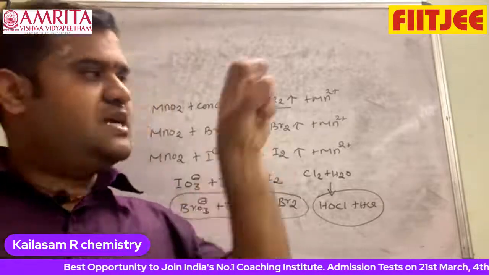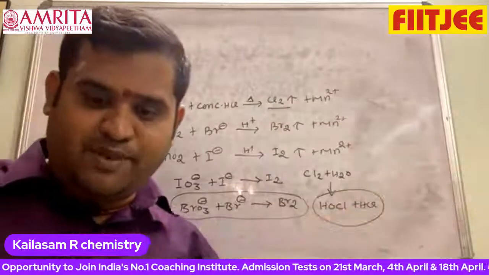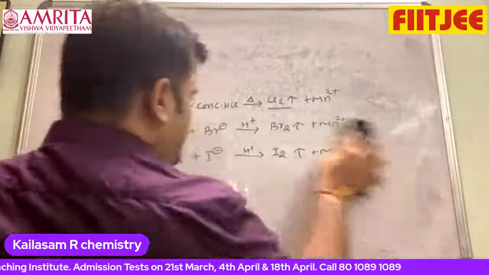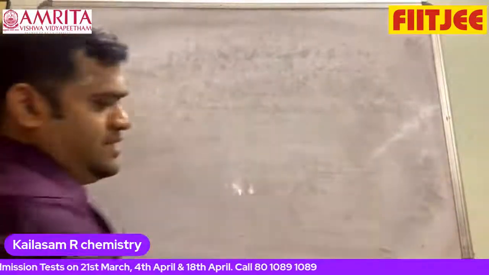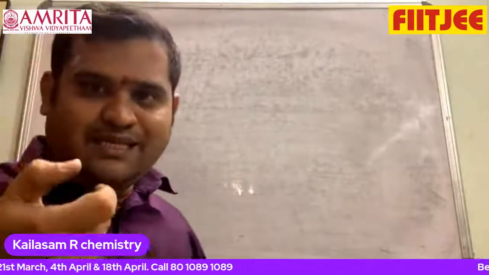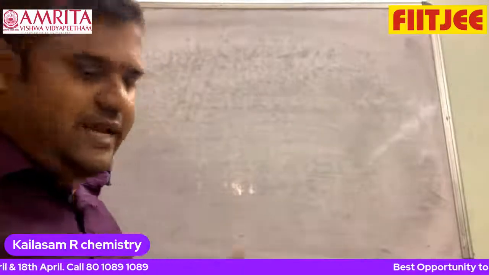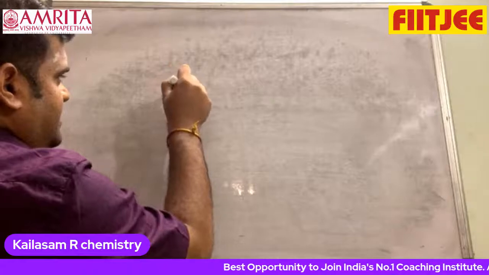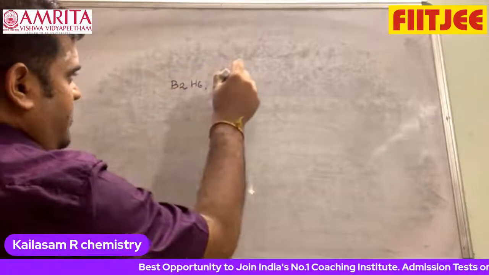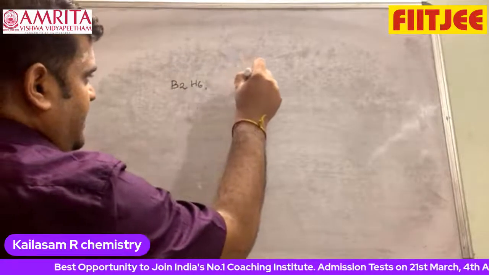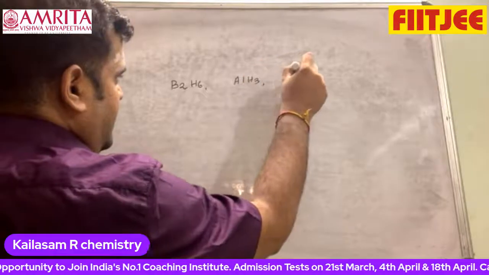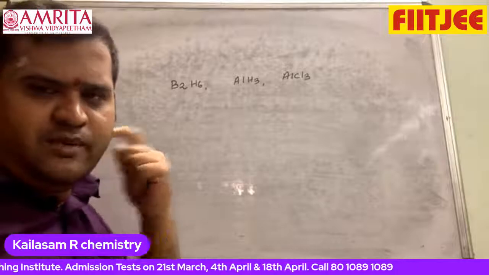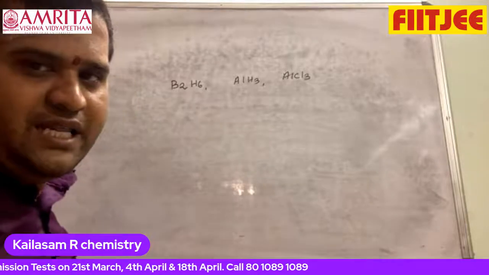Now we'll discuss some compounds of P block elements. First, B2H6, in which a 3 center 2 electron bond is present. I'll go one by one. First is B2H6. Next I'm going with AlH3, then AlCl3. Now, generally how to prepare B2H6? Sodium borohydride with I2 gives B2H6.